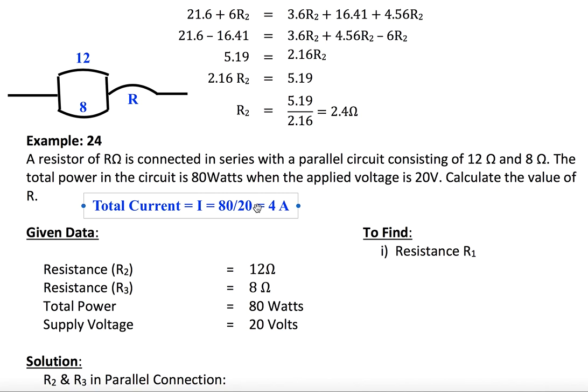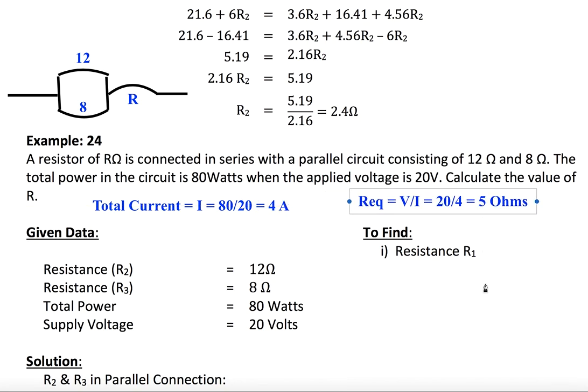How to find it? Total voltage upon total current is the total resistance. Find the total resistance now. Total resistance or R equivalent equal to V upon I. V is 20, I is 4, so it must be 5 ohms. Right, that is 5 ohms.